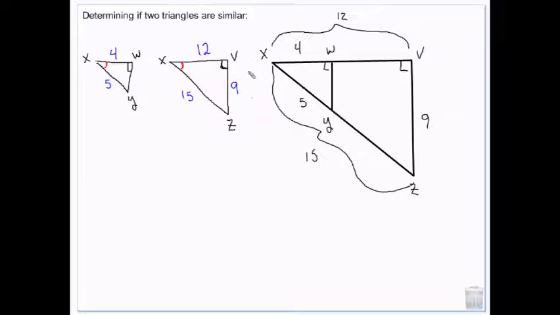And I forgot to put a 3 here. Sorry, can you guys write in a 3? That's supposed to be a 3.